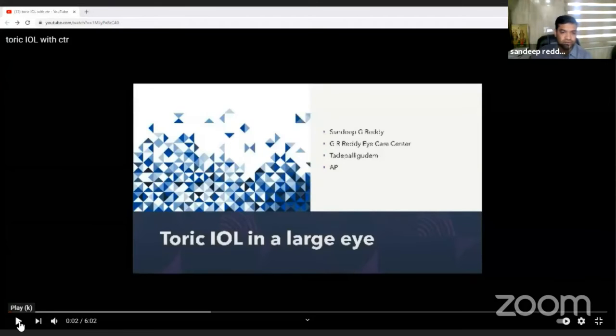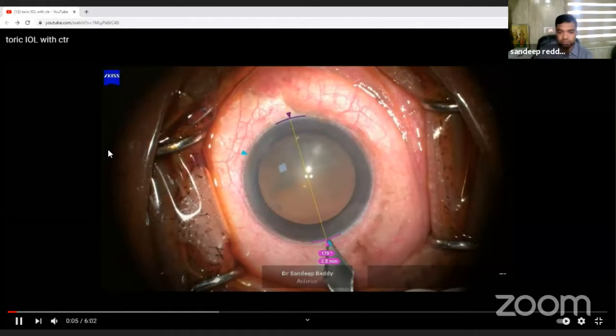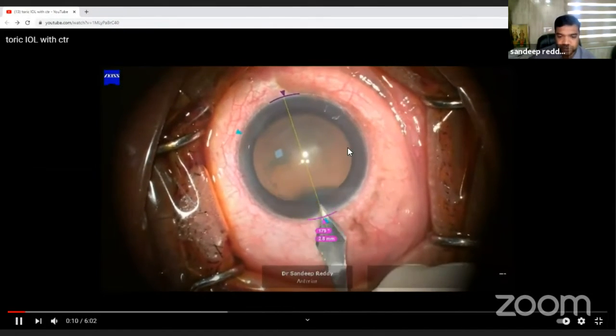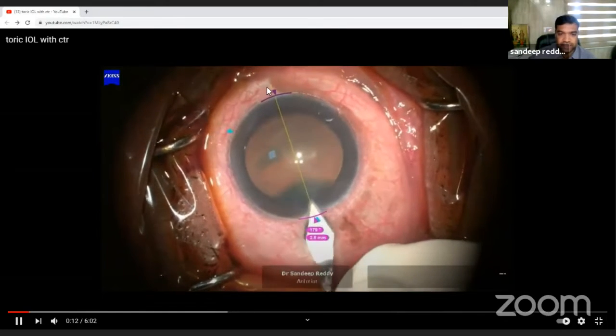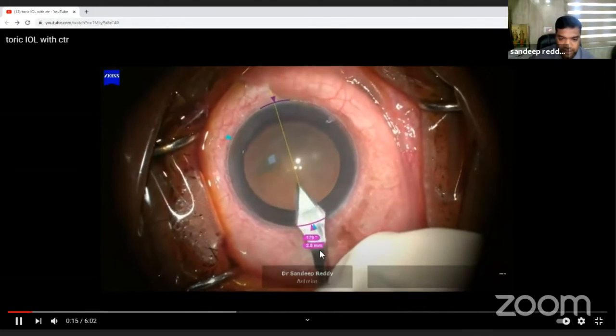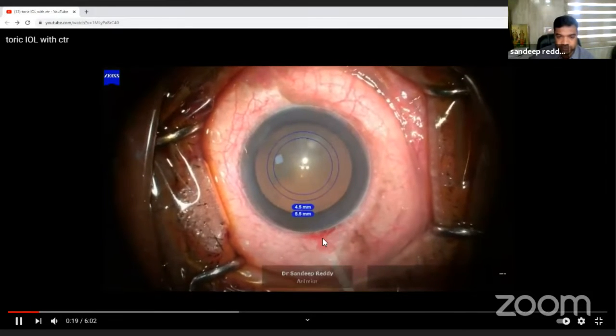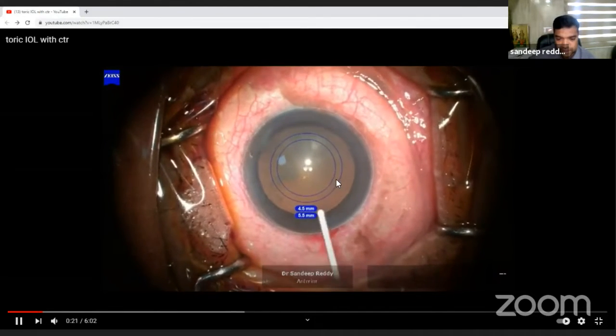I'll share one of the videos with you. So this is a patient, a very high myope, undergoing a cataract surgery with an astigmatism of 3 diopters. And you can see the incisions are all marked. It is a 179 degrees incision, and that can be aligned.